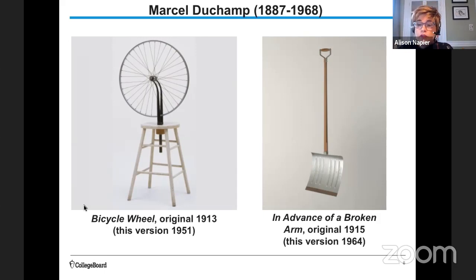And so he takes a snow shovel, hangs it from the ceiling of a studio, and calls it art. This is a mass-produced functional object, and it challenges the accepted assumptions and traditions that art should reflect an artist's skill, and it must be handcrafted by the artist himself. Like so many of his ready-mades, he really brings this idea of what is the role of the artist to the forefront. So Duchamp, always assigning these funny titles to his ready-mades. In Advance of a Broken Arm refers playfully to the function of a snow shovel. Basically, you remove the snow from the ground so you don't slip, fall, and break your arm.